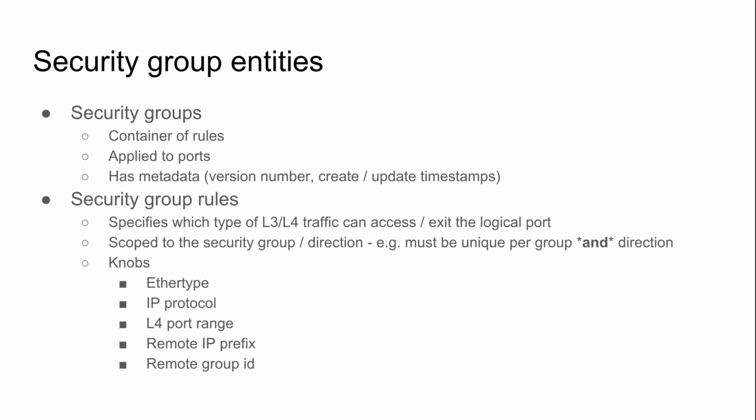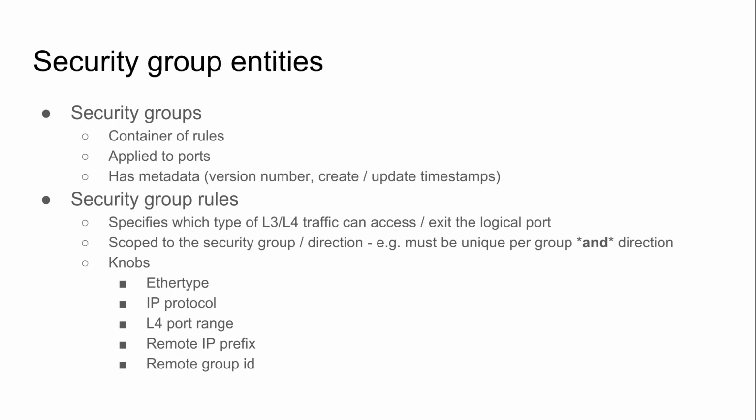The relevant entities of the networking API are security groups and security group rules. The first thing we need to understand is that a security group in itself is nothing more than a container of rules, plus some metadata that is helpful to debug the data plane. Without rules, security groups provide no value whatsoever. They're just an entity element that allows a set of rules to be applied to logical ports.